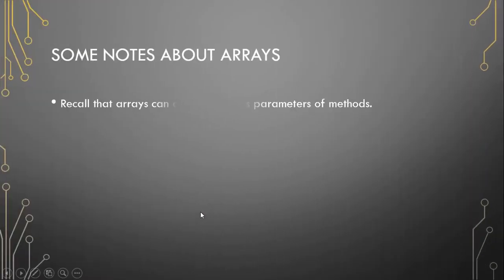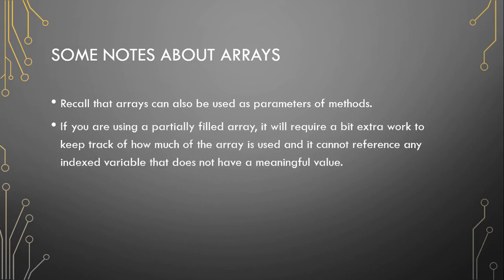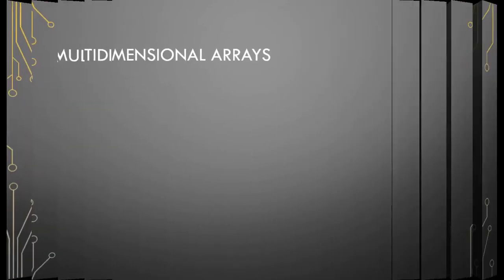All right, some notes about arrays. Recall that arrays can be used as parameters of methods. If you're using a partially filled array, it will require a little bit of extra work to keep track of how much the array is used, and it cannot reference any index variable that does not have a meaningful value. In fact, I believe we had a whole class called partially filled array that we used for that example.